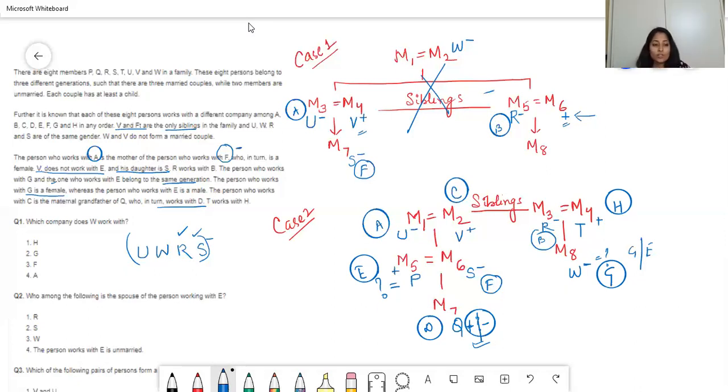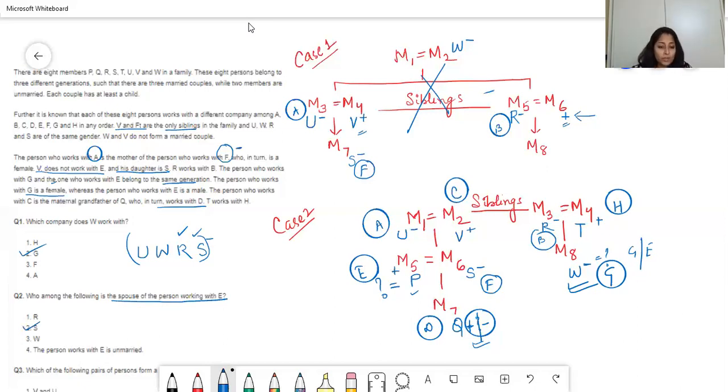Let's look at the questions. Which company does W work with? W is working with G. So option 2 is the answer. We have H, G, F and A as the options. So G is the answer. Who among the following is the spouse of the person working with E? P is working with the company E and P's spouse is S. So out of the options R, S, W, and the fourth option, the person who works with E is unmarried. So S is the option, option number 2.